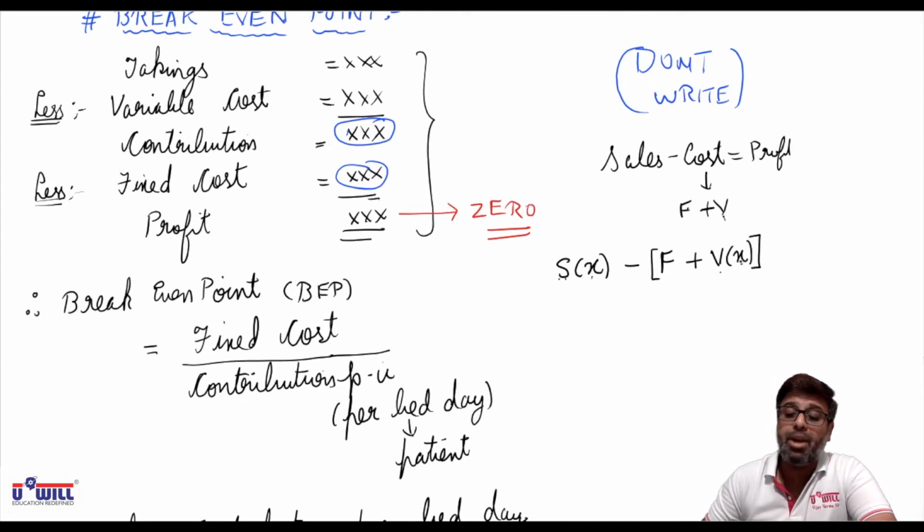Fixed cost does not depend on X units, because even if zero units are produced or innumerable units are produced, fixed cost is going to remain fixed. It is going to remain the same.